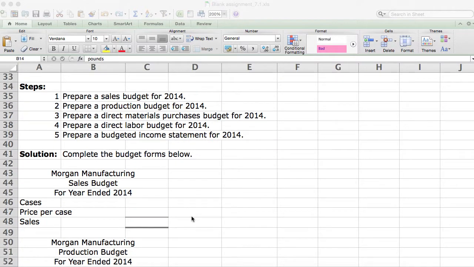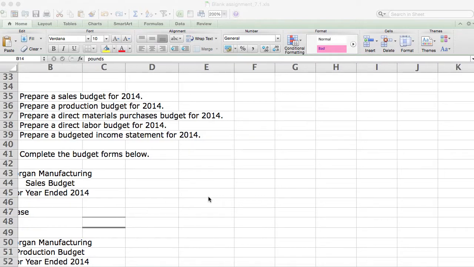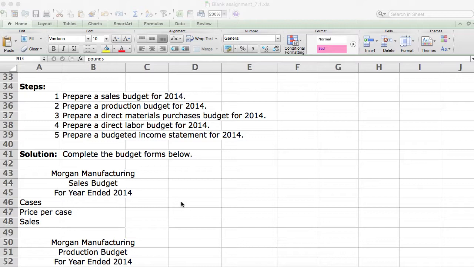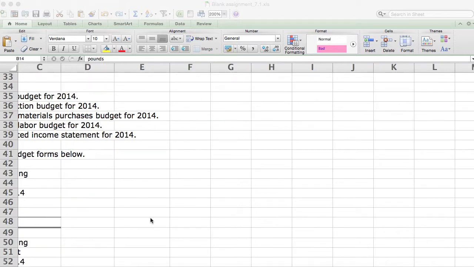So one of the important things for us to begin filling out is the sales budget. The sales budget is asking us how many cases we expect to sell, which was provided to us at the top of the sheet. And what is the price per case? Well, that's also provided to us at the top of the sheet. When you multiply the number of cases by the price per case, you're given the total sales or revenue dollars.